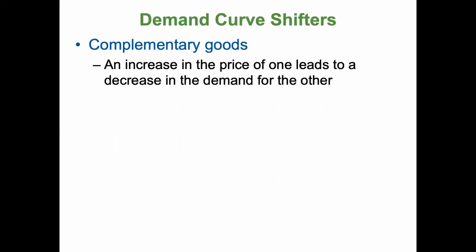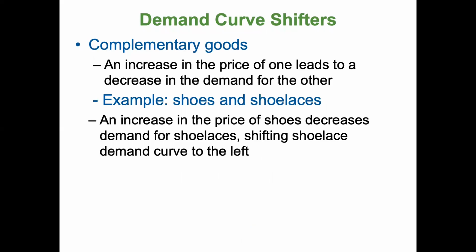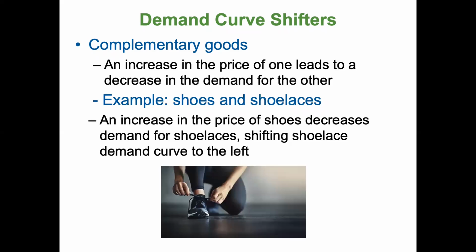A third factor is complementary goods. That is, an increase in the price of one leads to a decrease in the demand for the other. An example of complementary goods are shoes and shoelaces, because they are often bought together. If there is an increase in the price of shoes, people would buy less shoes and therefore demand less shoelaces, hence shifting the demand for shoelaces to the left.